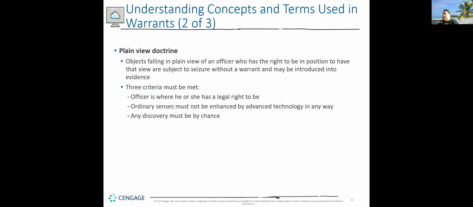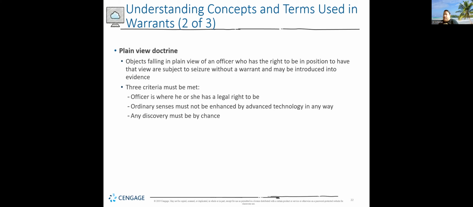So moving on to slide 2 of terms used in warrants. Plain view doctrine: objects that fall in plain view of an officer who has the right to be in that position are subject to seizure without a warrant and may be introduced into evidence. So if an officer walks by and you're in a cyber cafe or Starbucks and you look up something unintentional that they can see, they can seize it without needing a warrant. That's essentially what that means.